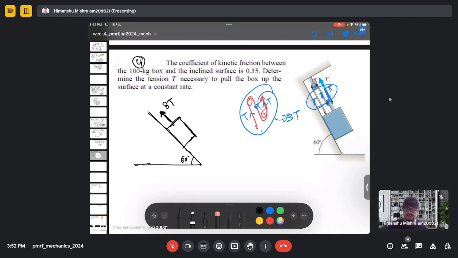So there will be a 3T force, which is the external force here. And this will be our weight. This is the normal reaction, and the friction force will be in this direction, because the movement is in the upward direction, so friction will act in the downward direction, which is small f.